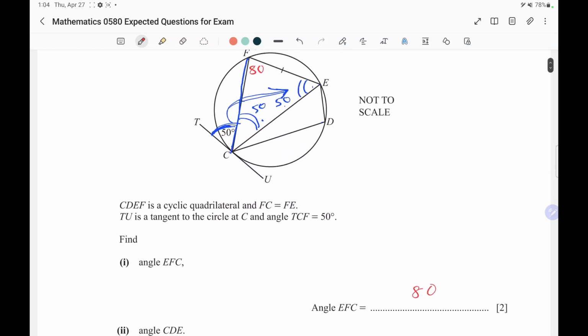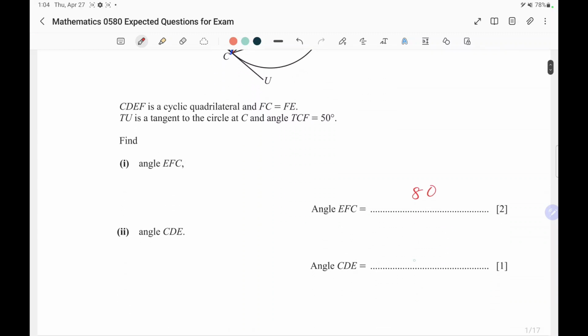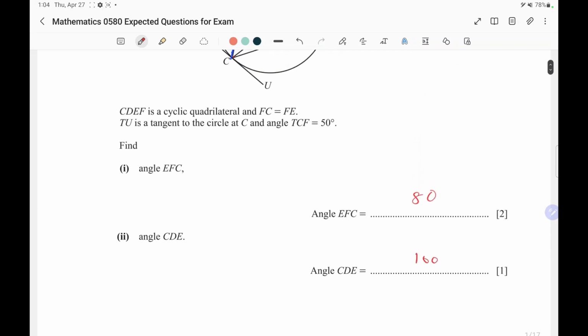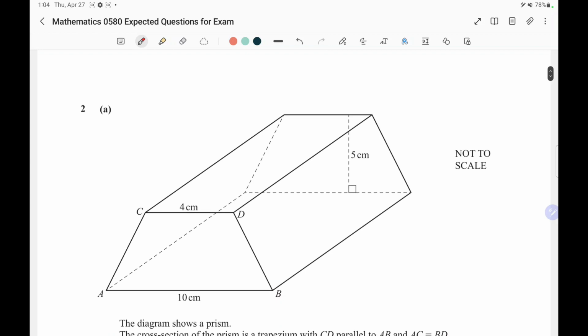Okay, now angle CDE. Where is CDE? If it is a cyclic quadrilateral, the sum of opposite angles of a cyclic quadrilateral is always 180 degrees, or supplementary. So this is 80, it means it should be 100. So it should be 100. That's it. So it was again a simple problem.